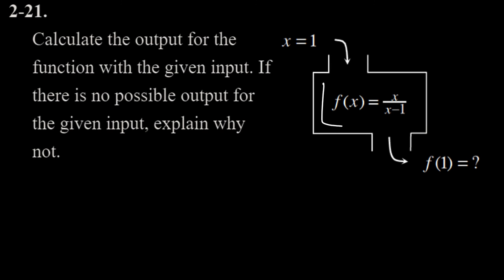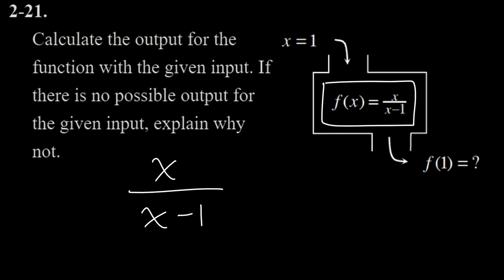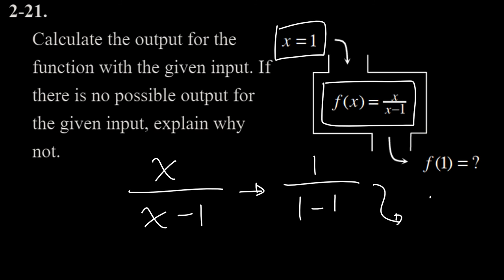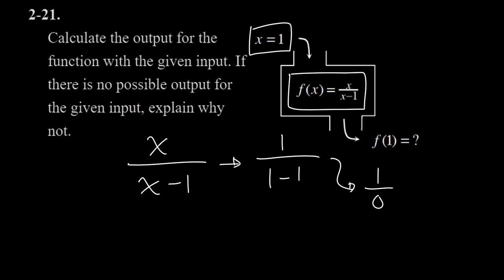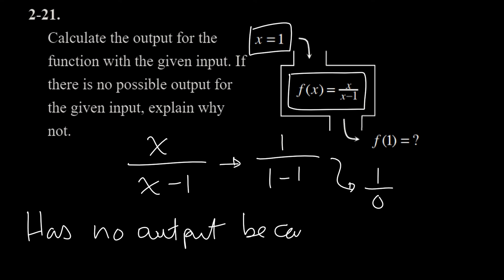If I rewrite this thing inside, it's going to equal x over x minus 1. And we're given a value that x is 1. So if I do my substitution, I've got 1 over 1 minus 1, which is what? It is 1 over 0. And this function has no output, O-U-T-P-U-T, because division by 0 is undefined.